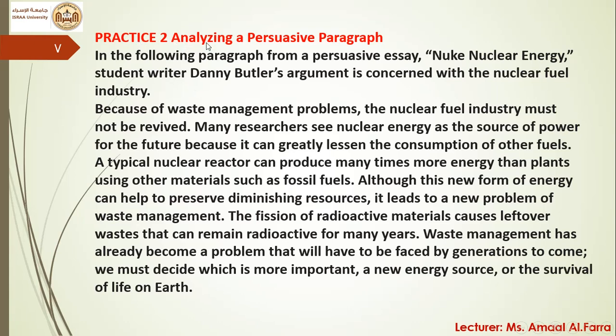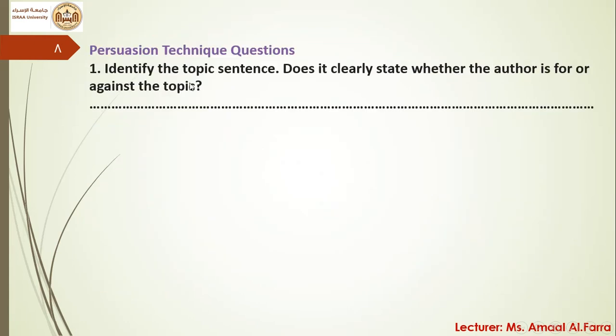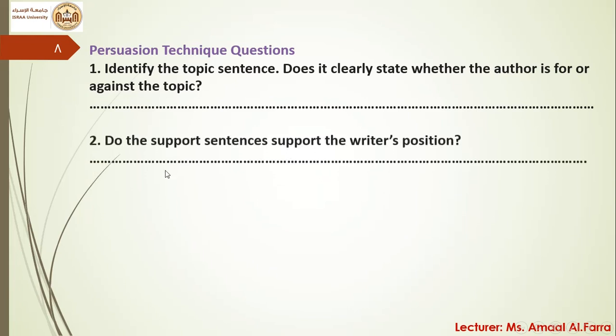In practice 2, I want you to read this persuasive paragraph and analyze it by answering these questions. Number 1, identify the topic sentence. Does it clearly state whether the author is for or against the topic? It will be clear from the topic sentence whether the writer is for or against the topic. Number 2, do the support sentences support the writer's position?